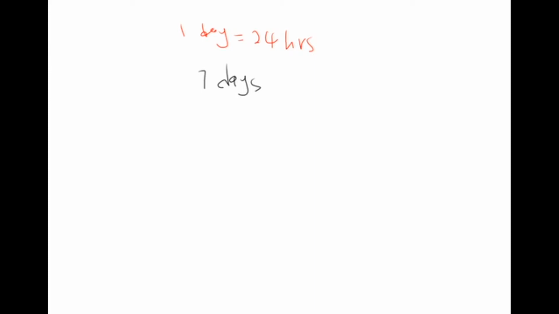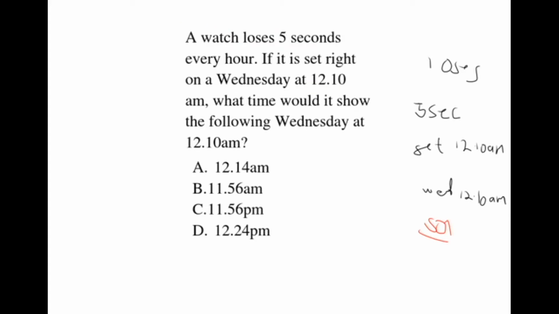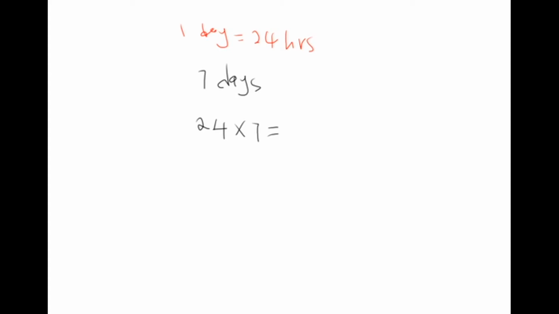Therefore, we take 24 multiplied by 7 to know the number of hours from 12 a.m. Wednesday to 12 a.m. the following Wednesday. Therefore, we shall have 24 times 7 will give us 168 hours.